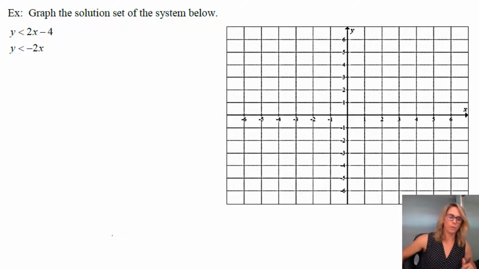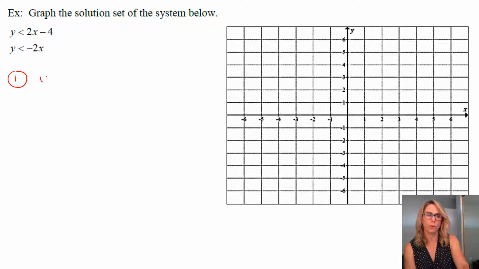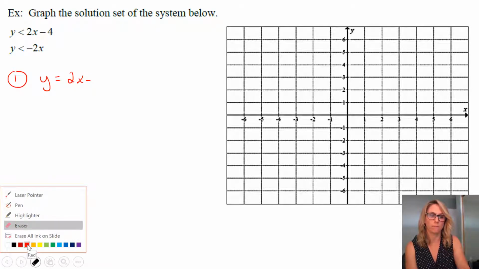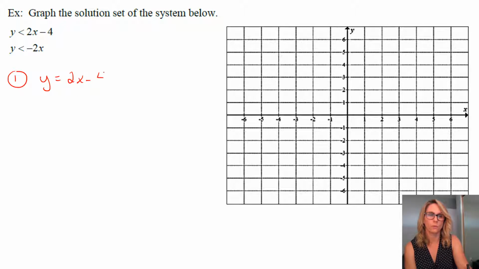And then we have 2. So now we have 2 lines. So notice both of these are linear. We've got 2 lines that we need to graph, and then we'll take a look and see about these inequalities. So what I want you to notice first, we're going to be graphing the line y equals 2x minus 4, and y equals negative 2x. So that's the first thing we're going to do.